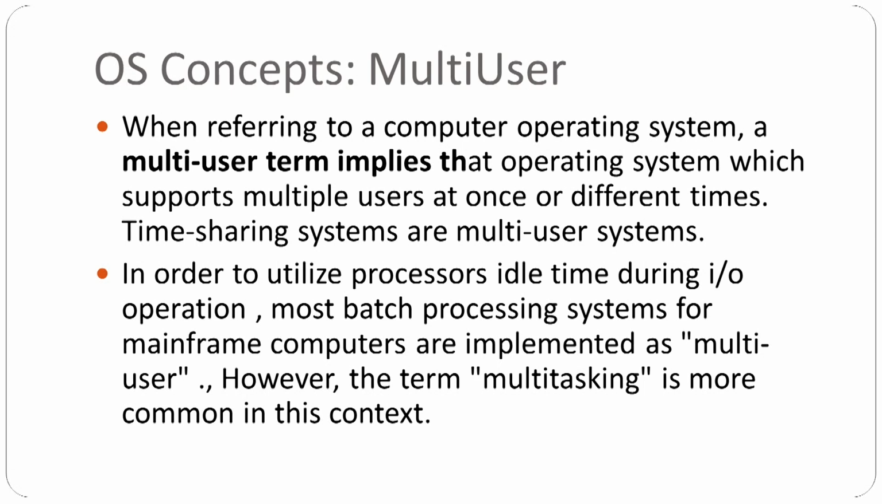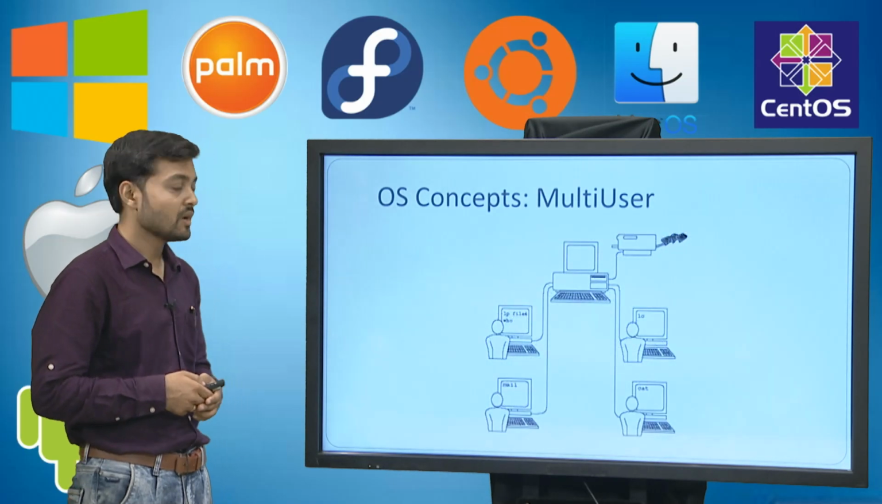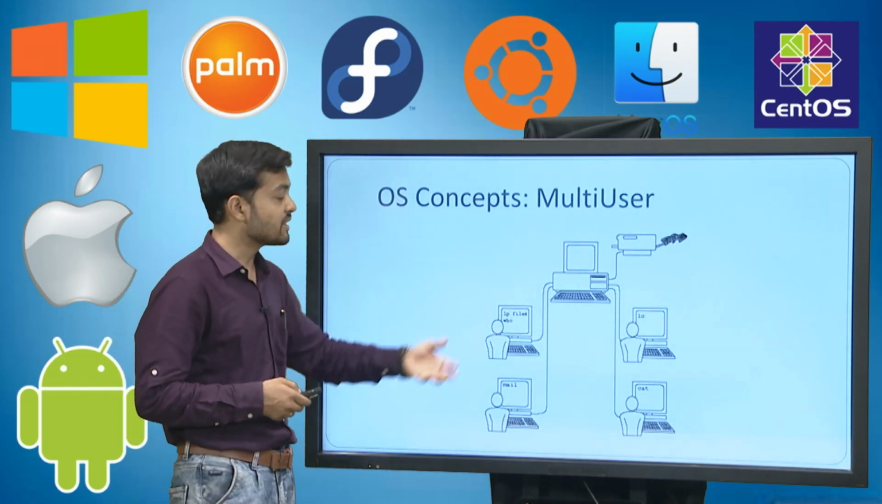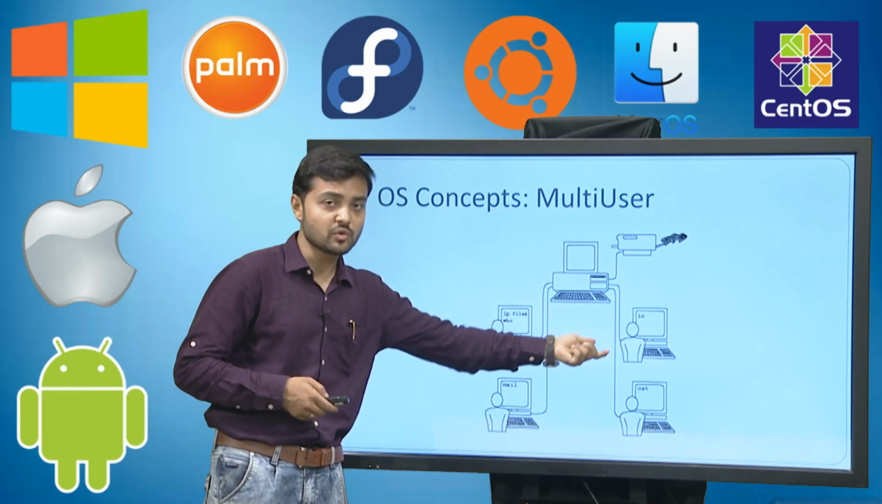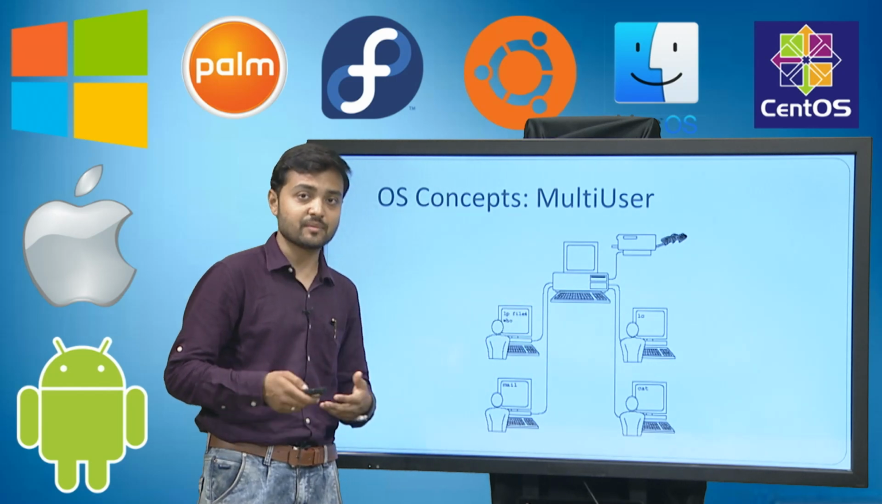Time sharing systems are multi-user systems. In order to utilize the processor's idle time during I/O operation, most batch processing systems for mainframe computers are implemented as multi-user. However, the term multitasking is more common in this context. So this is an example of multi-user, where one resource is used by multiple users at the same time.